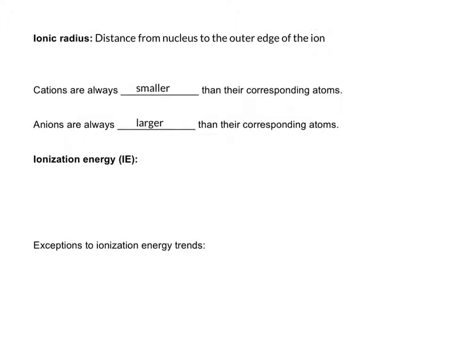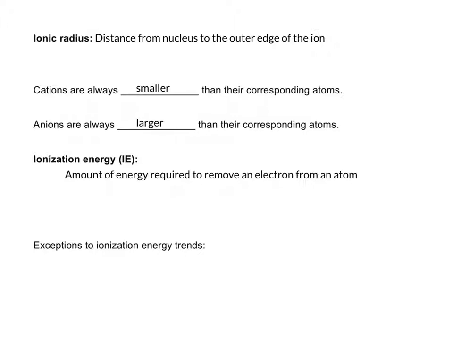And then the ionization energy is the amount of energy required to remove the first electron from the atom. So it's whichever one would be easiest to remove, so whichever one is in the outer energy level. Okay, and the exceptions that you need to know for ionization energy in terms of trends. So as we go across, let's talk about the trend first.